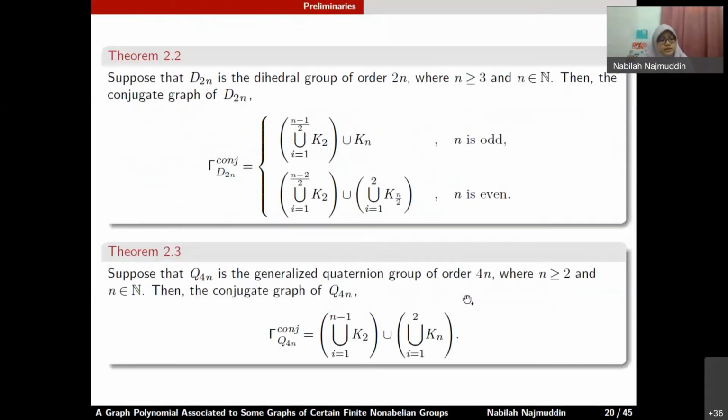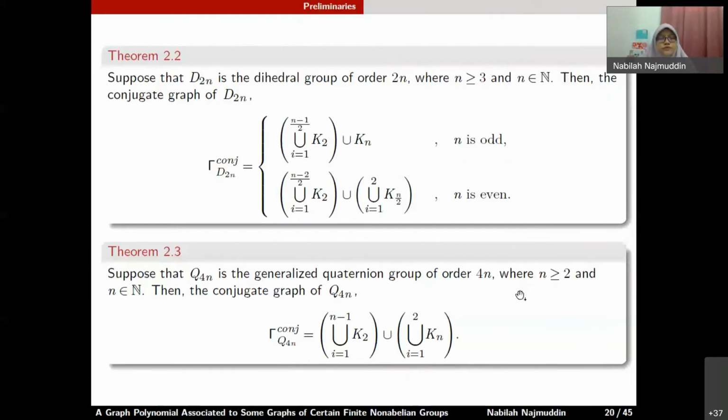Okay, to obtain the independence polynomial for the conjugate graph or the center graph in this research, I also have to determine the general form for the conjugate graph of both groups. First, this is the conjugate graph of D2N, obtained as the union of certain complete graphs, and the graphs are based on the parity of n. This is for D2N, and this is the conjugate graph for the generalized quaternion group, also the union of certain complete graphs of certain vertices.